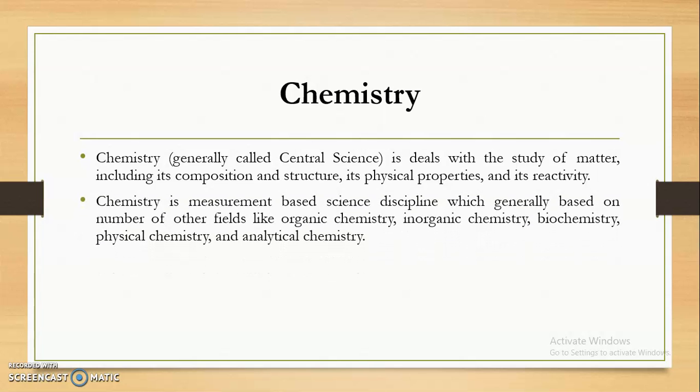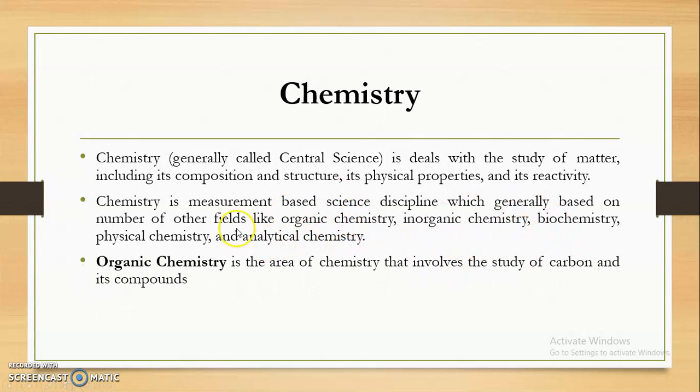Chemistry is a measurement based science discipline which is generally based on a number of other fields like organic chemistry, inorganic chemistry, biochemistry, physical chemistry and analytical chemistry. So you can say that these are the various branches of chemistry: organic chemistry, inorganic chemistry, biochemistry, physical chemistry and analytical chemistry. One by one we will discuss the meaning of these terms.